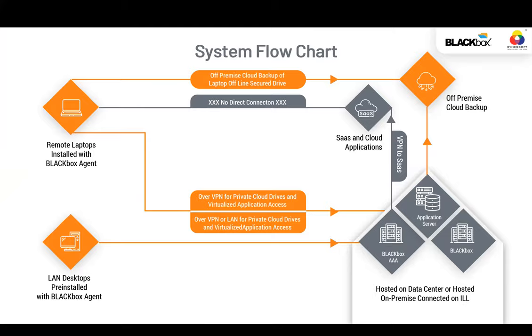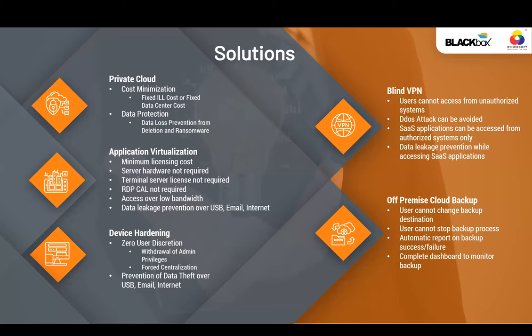So this was the solution I suggested. Go for private cloud. You can have your own private cloud, and that will minimize cost, because then the cost of internet and everything would be quite less. Go for any good DLP client. Go for application virtualization like Citrix or even Blackbox AAA or Inuvica, which will minimize your licensing cost, and you will not require RDP, which is the most vulnerable to ransomware.